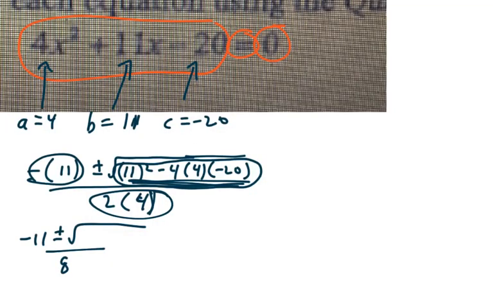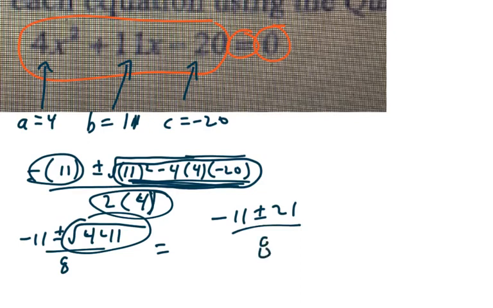So what I did was I did all of that radical. I got 441. I have to take the square root of that. So I have negative 11 plus or minus 21 over 8. So now I'm ready to get my two solutions. I'm going to do negative 11 plus 21, divide by 8. I'm going to do negative 11 minus 21 and divide by 8. All right, so the plus and minus means you literally do the plus and then you do the minus.